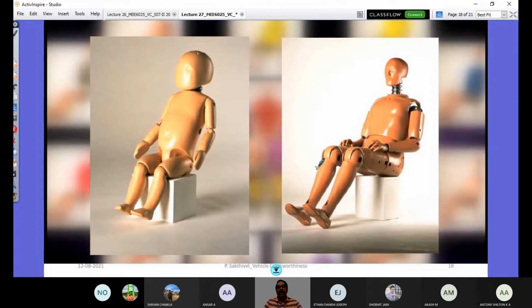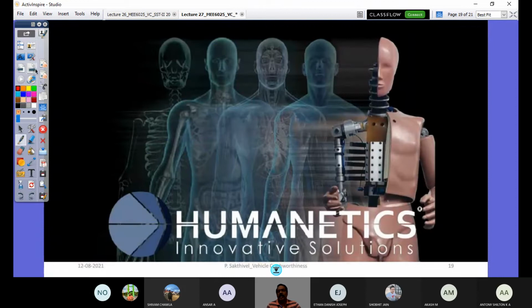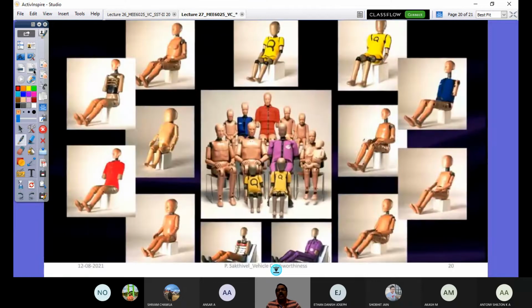Hybrid III dummies. And all this dummy development goes with the credit of Humanetics Innovative Solutions. They're giants now. Though the first, Sierra Sam, was from Sierra Engineering Company in California, today the complete hold of this is with the monopoly company, Humanetics Innovative Solutions. And that's what we now see as a big harmonized family.